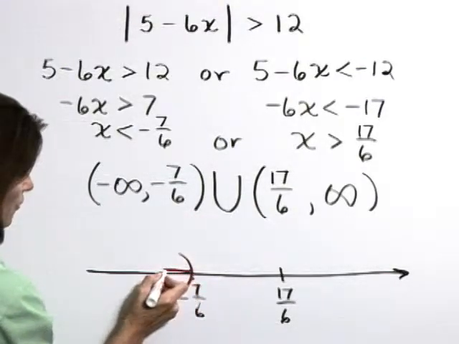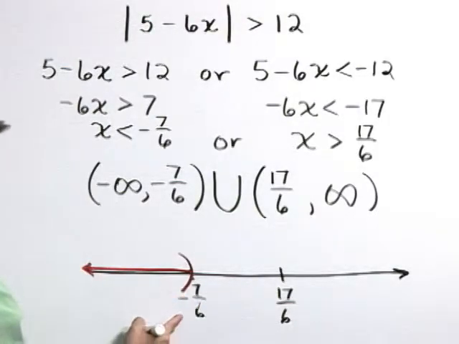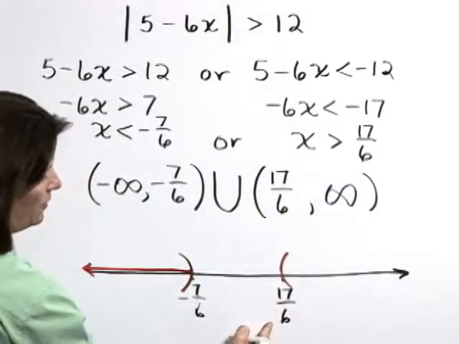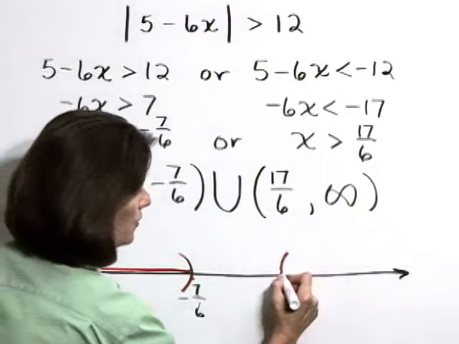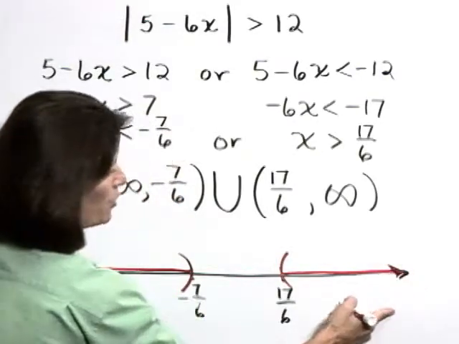Now, as far as our graph, let's use parentheses, as we did in our interval notation above, and values here from negative infinity up to negative 7/6. On our right-hand side, we're going to use a parenthesis as well, showing that 17/6 is not included in our solution set. And bold this arrow to indicate all these values to the right of that up toward positive infinity.